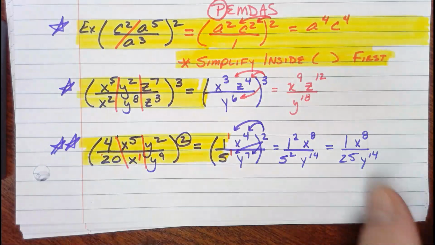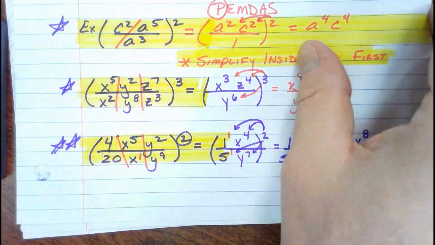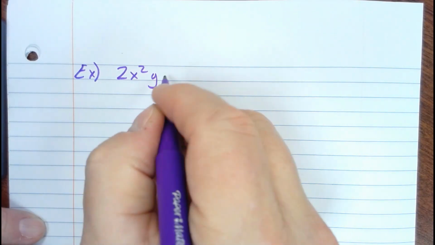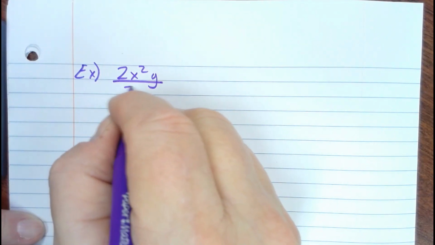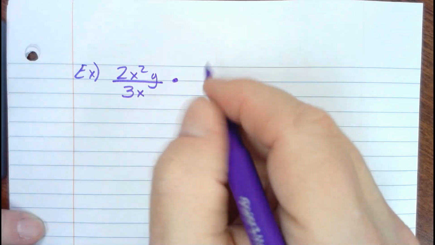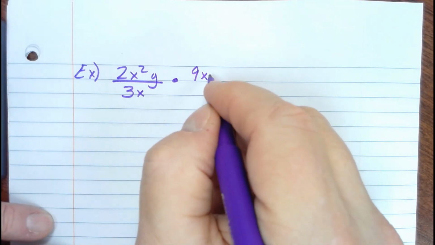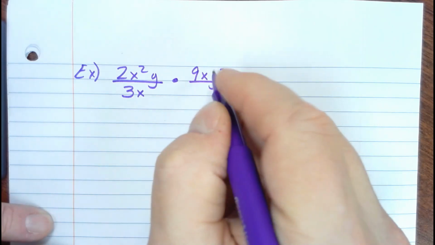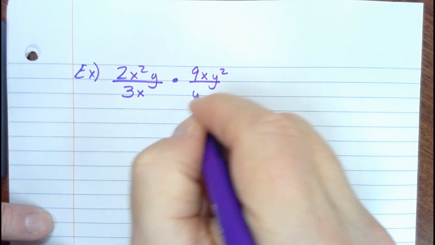All right, now what happens if we get more garbage? More garbage means to continue to do the same. Just do more of it. Well, what are you talking about, Mr. Davis? Well, here's what I'm talking about. If I have 2x squared y over 3x, and I'm going to multiply that times 9x y squared over y to the 4th.